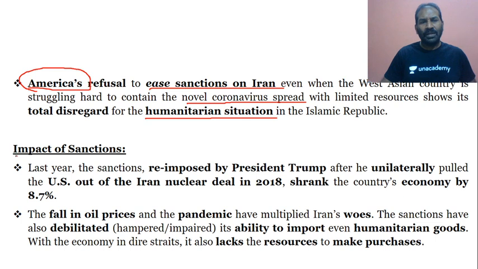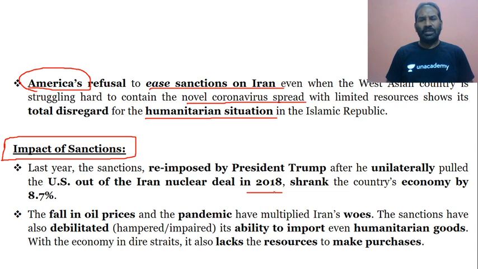And now we will get into why the sanctions, or the impact of sanctions. As we have seen, almost 1.5 years back, in 2018, US President Donald Trump pulled out of the Iran nuclear deal. Please do understand here. In 2018, US pulled out of the Iran nuclear deal. I will also explain the Iran nuclear deal, why it has taken place, and why the US came out of it, all that I'll explain.